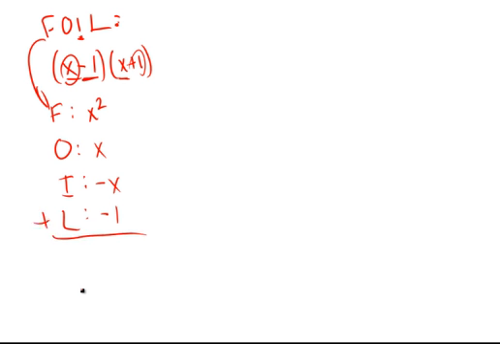Now we make this a big addition problem, and we get x squared plus x plus minus x, same thing as minus x, plus minus 1, which is minus 1. And these two x's here, these cancel out, giving us 0. So we end up getting x squared minus 1.